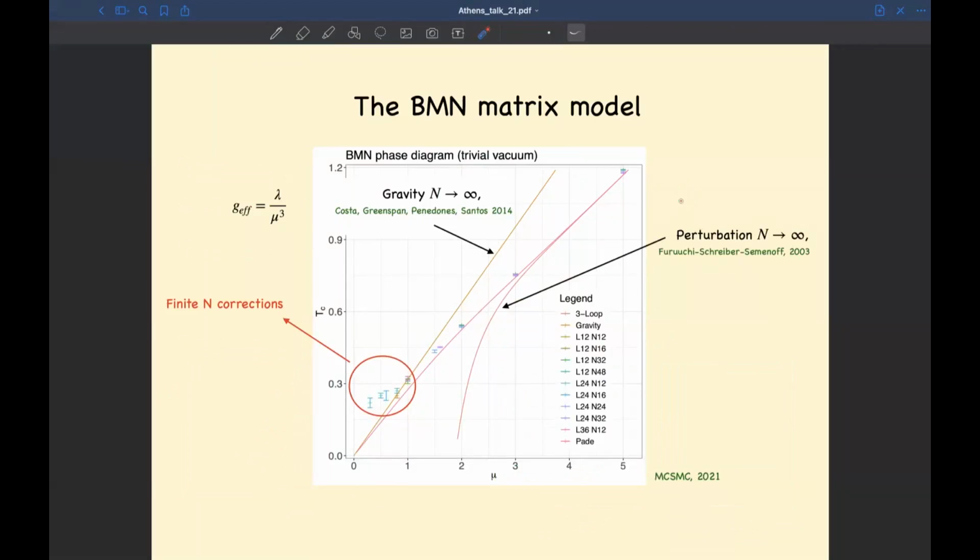And what we also checked is we wanted to compare our results with perturbative calculations at n to infinity, which is given by this line here, and also compare with gravity at large n. Remember that as we send mu to 0, we should approach the gravity side because this G effective becomes large. So indeed, what we see here is that the gravity line is approached, but at some point we have deviations which can be understood as finite n corrections, because the simulation points here are specific. They have specific n and lattice spacing, while the gravity prediction is done at n to infinity.